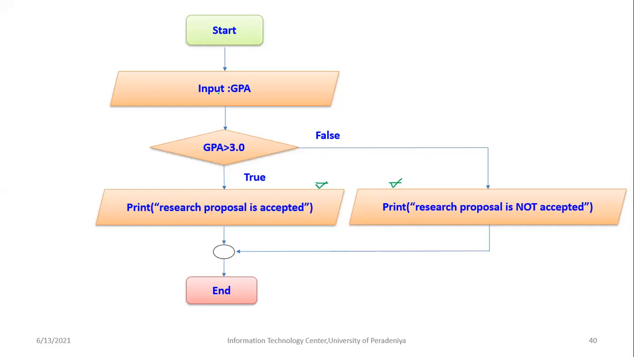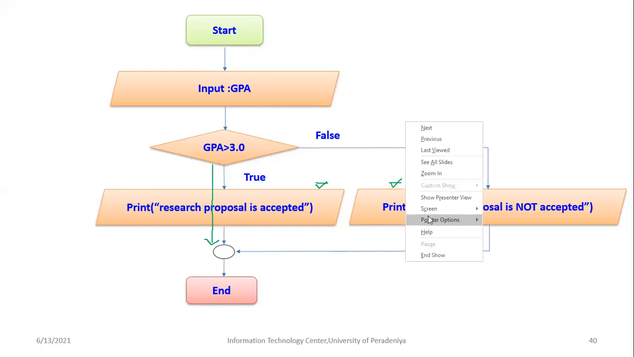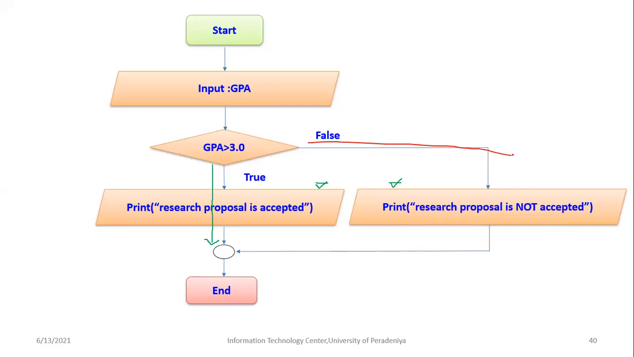So that means the flowing path of this algorithm is different. It will go in this direction, or it will select this path. The path will be the green path or the red path, depending on this condition. Now have you got it? Did you understand? Yes, sir.